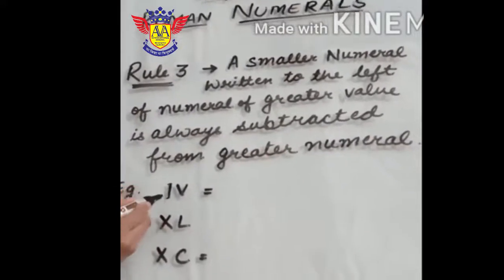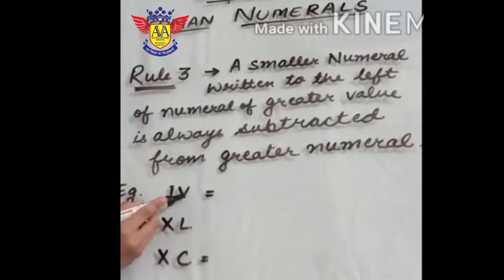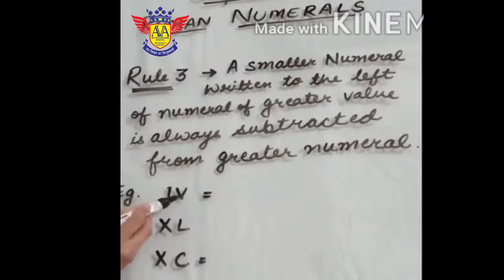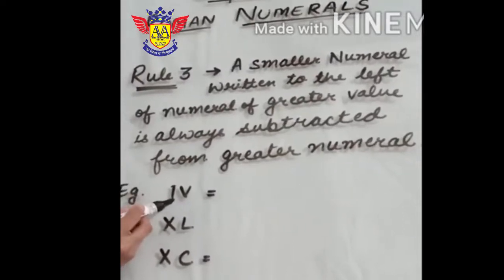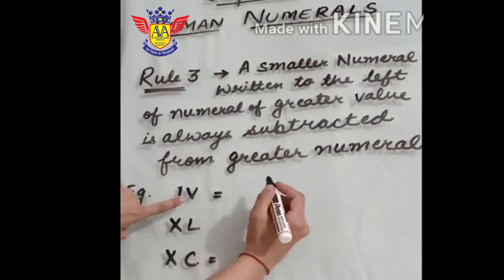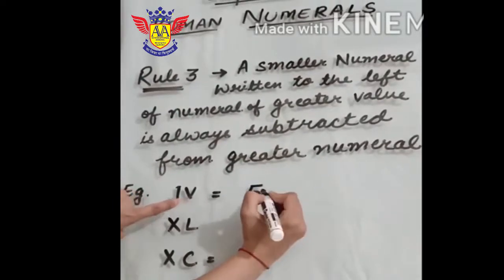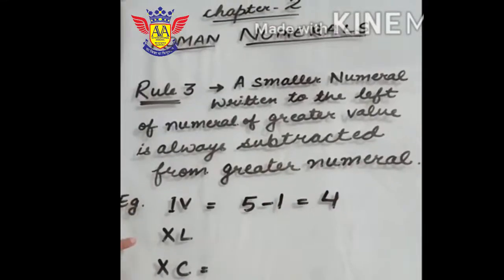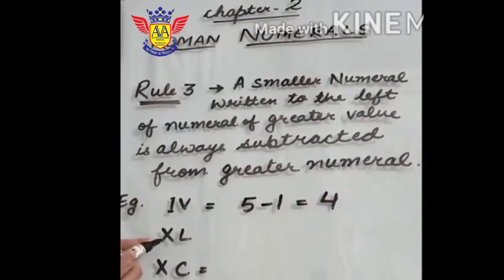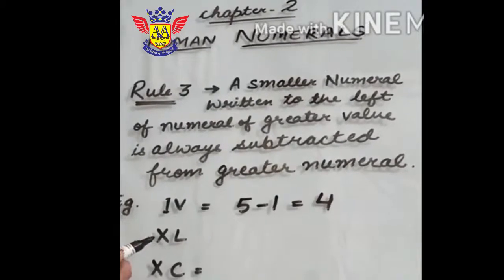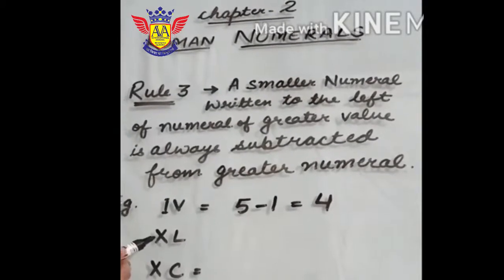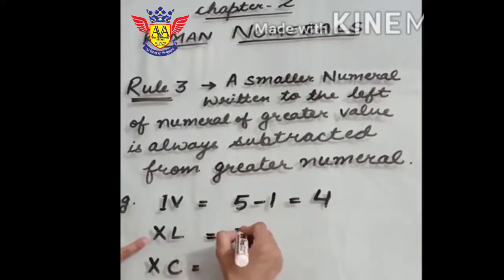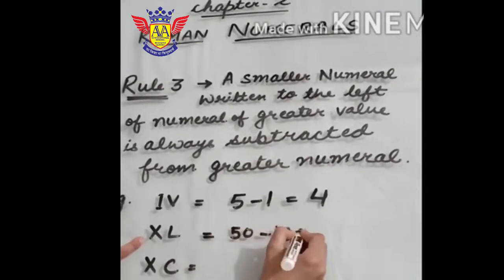We know that I stands for 1 and V stands for 5. So this is a smaller numeral written on the left of the greater numeral, so it will be subtracted from the greater numeral. 5 is the greater numeral, V, so 5 minus 1 is 4. In the same way, next one, X stands for 10 and L stands for 50. X is a smaller numeral in comparison to L, so this will be subtracted from 50: 50 minus 10 is 40.